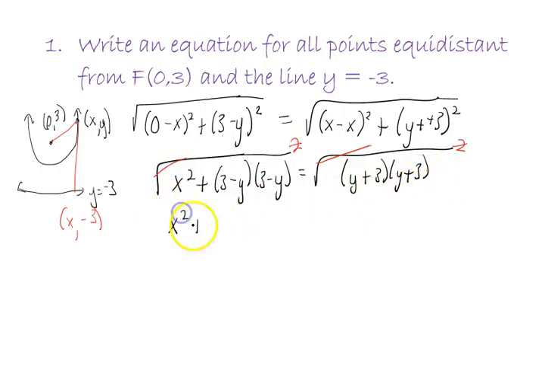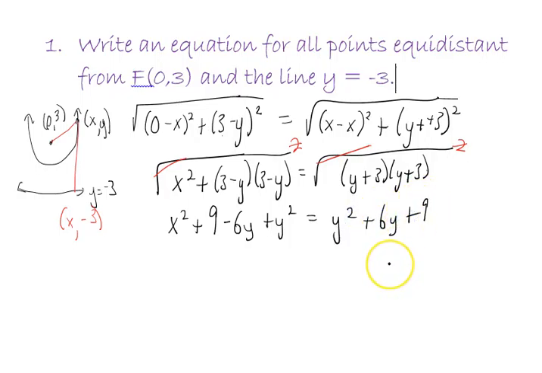So x squared plus, double distribute or FOIL, you get 9 minus 6y plus y squared. On the other side, you get y squared plus 6y plus 9. And I'm going to move my y's to this side to try to get things combined. So I'm going to subtract y squared, and they're going to go away in both cases.